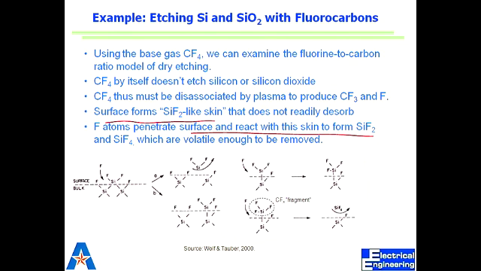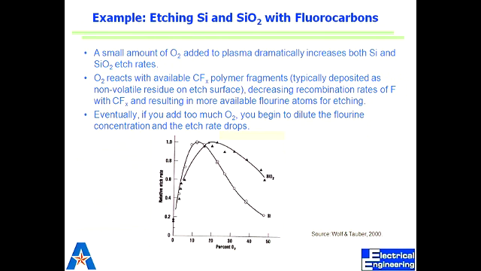And this is the diagram that shows how SiF2 forms, and after that, by bombarding more fluorine atoms, you can get SiF4 that is volatile and removed by the gases.